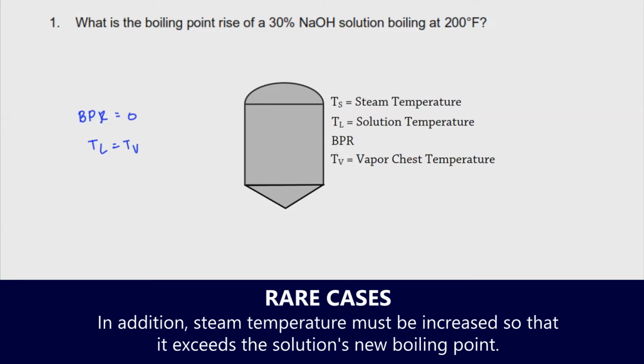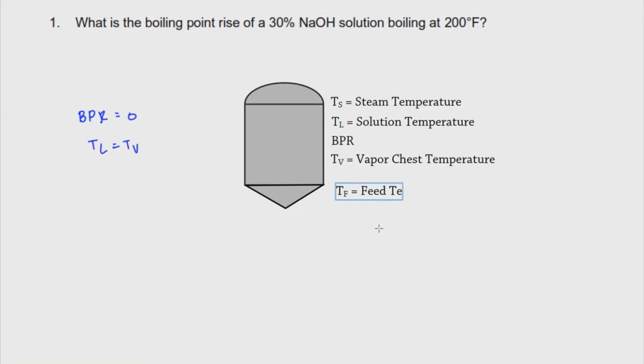And right below the vapor chest temperature, we also have the temperature of the feed, because the feed temperature would always be considered as well. But this feed temperature is quite low compared to the temperatures at the vapor chest. So that's it for our temperature profile. I hope you've understood quite well.